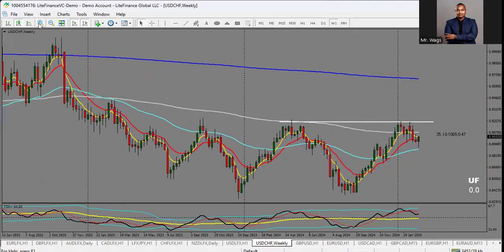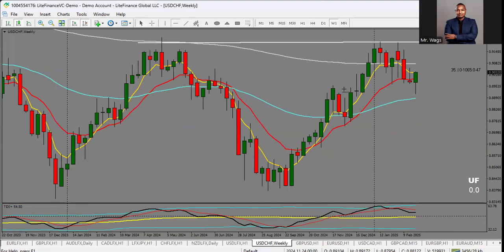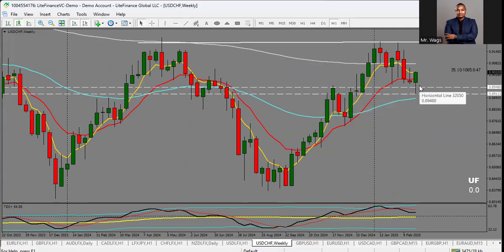And on the weekly time frame, price has bounced around this point here. So price has bounced around this point, and you can see it just closed with a very, very strong hammer here. And it is possible for price to come back down again.